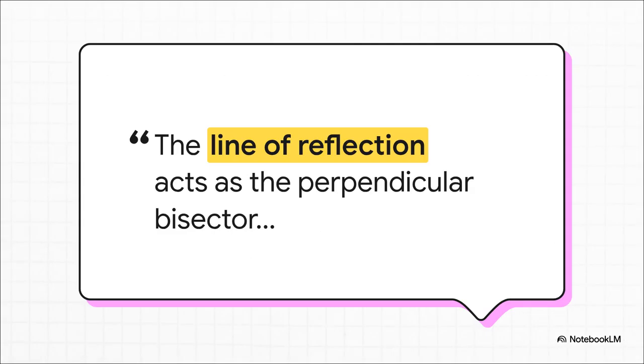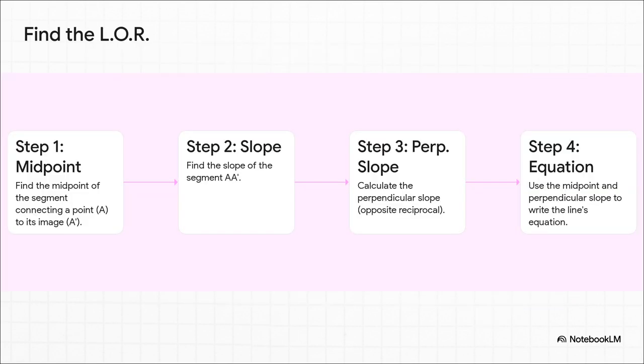Okay, so what happens when they throw a curveball? What if they give you the original shape and the reflected one, but they don't tell you what the line of reflection is? You have to find it. Well, the secret is right here. The line of reflection is always the perpendicular bisector of the line segment that connects a point to its image. And here's the recipe for how to do it, broken down into 4 easy steps.